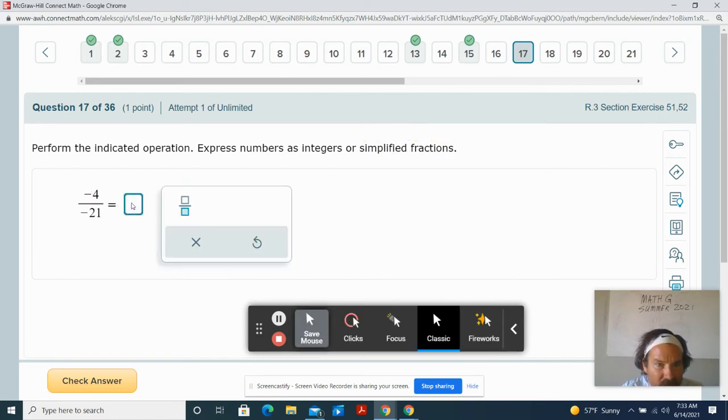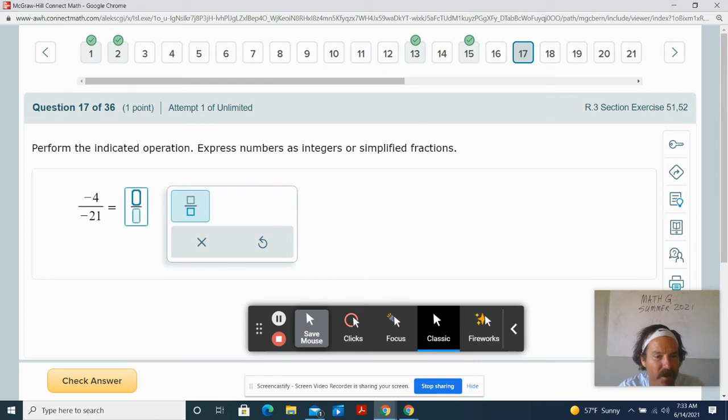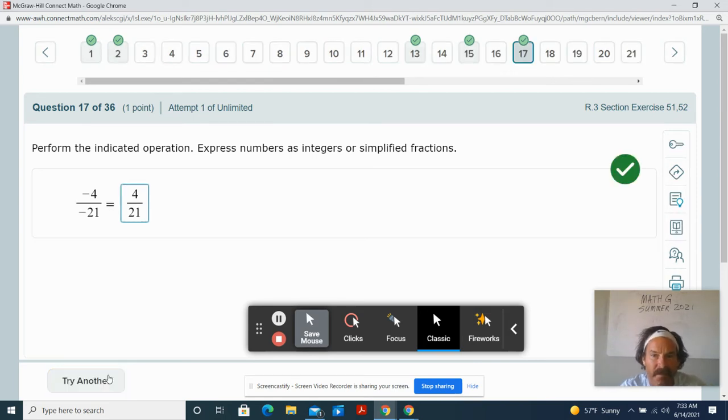just click this box, and it gives you this little icon here. Click that, and you can put the 4 on top, and you can put the 21 on the bottom, and check your answer. Okay, and don't worry if you get the red X because you could always redo it.